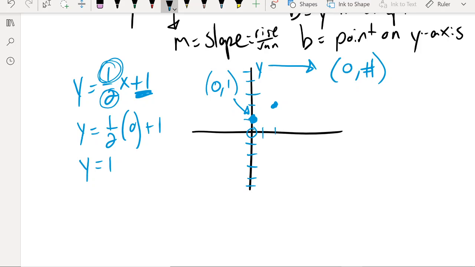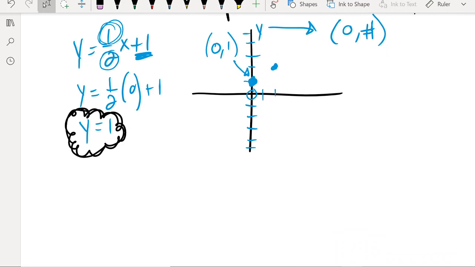We have y equals 1, which is this point right here. So this y equals 1 is my result when I plug in 0 for x. But then you're thinking, because I just said it, doesn't this look like a horizontal line? y equals 1? Well, it is a horizontal line. So now let's look into what that graphs like.